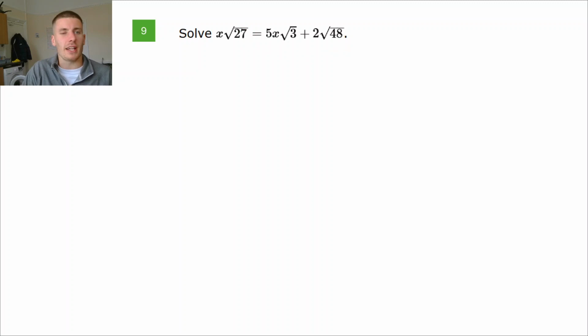So if we go and sort of consider, well, root 27, how can you write this to begin with? Root 27 is the same thing as root 9 times by 3. Well, root 9 is equal to 3, so 3 root 3.